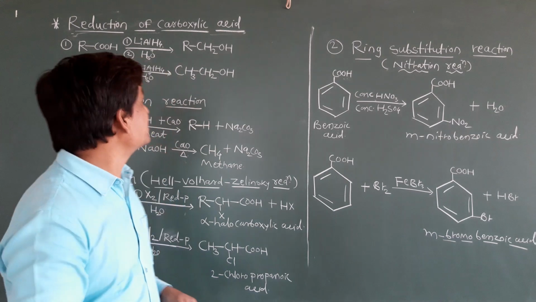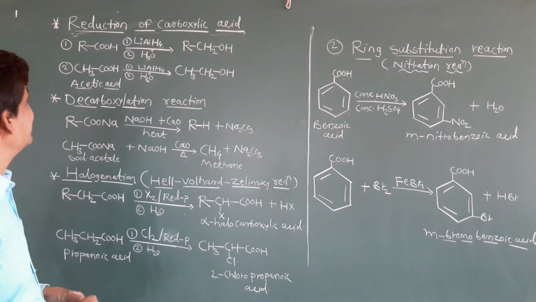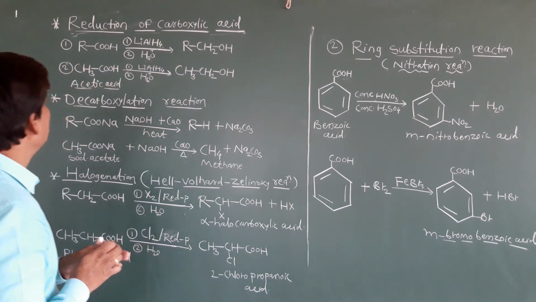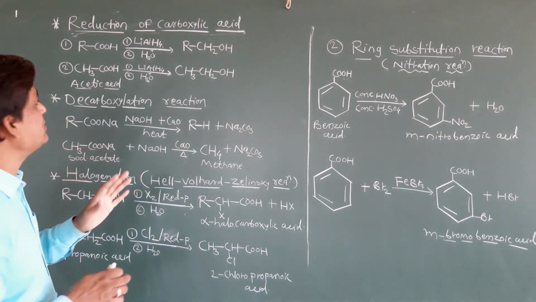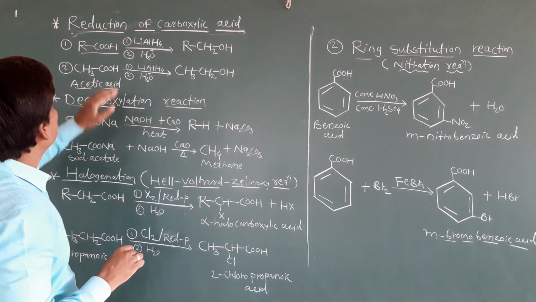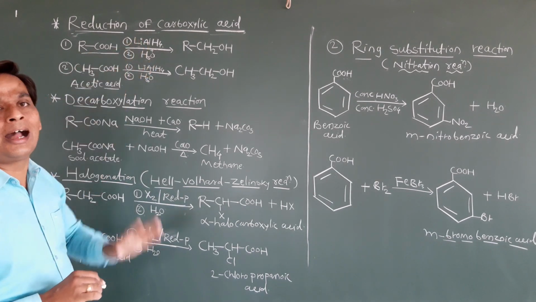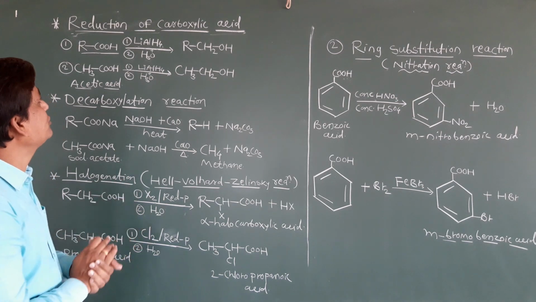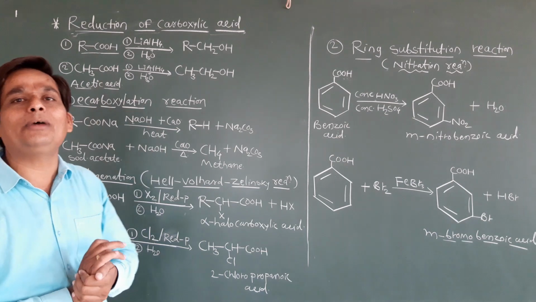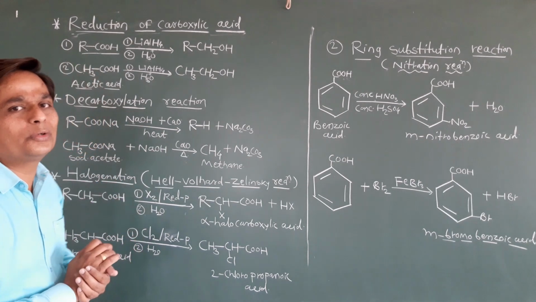Okay students, now we will discuss the reduction of carboxylic acid. See, reduction means there is addition of hydrogen. So for carboxylic acid reduction, I have taken a general example here. Here I have taken lithium aluminum hydride. This is a strong reducing agent. What is the role of lithium aluminum hydride? It can give hydrogen ions.